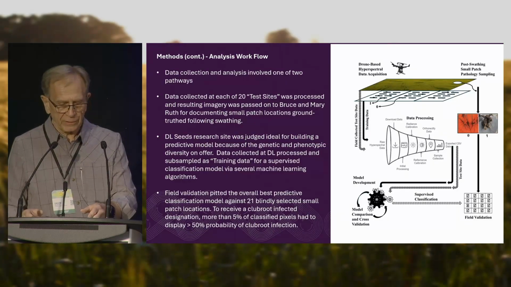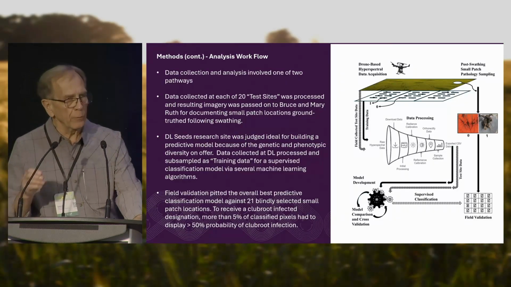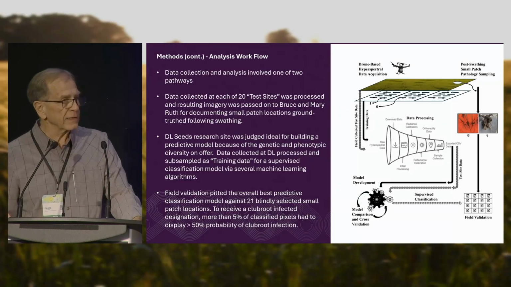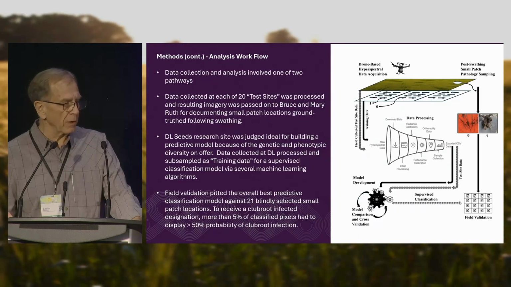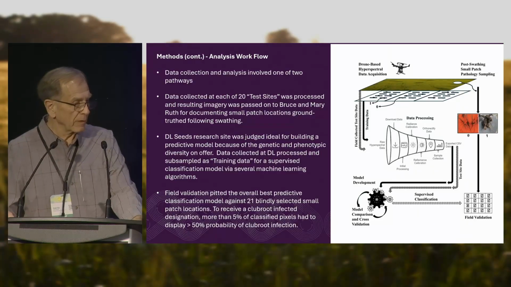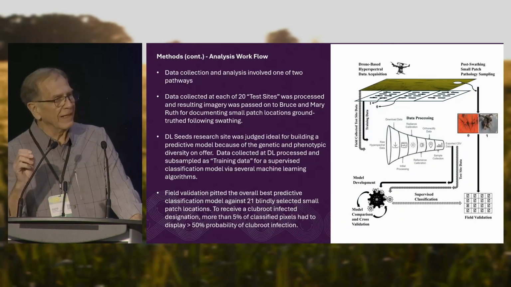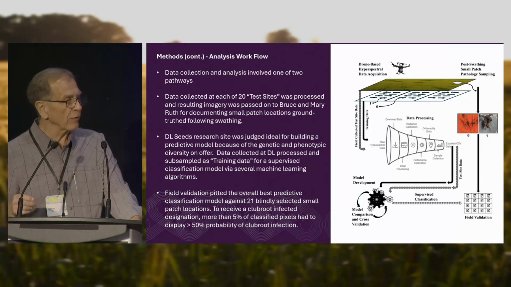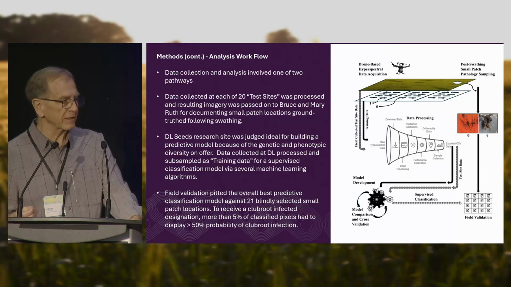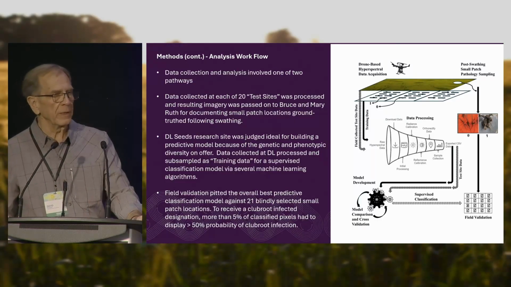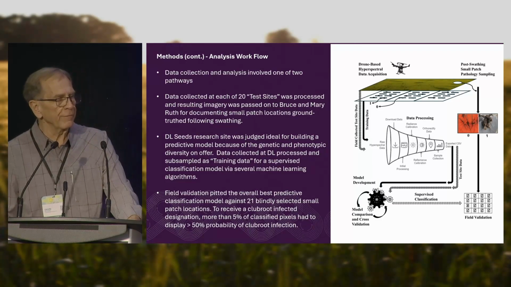I should mention that when we did this validation and we applied our model against those small patch sites, we needed to label that with the clubroot designation. We needed to get more than 5% of the classified pixels displaying a greater than 50% probability of being clubroot infected.